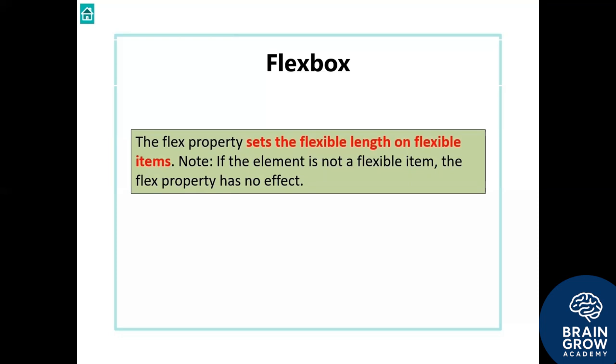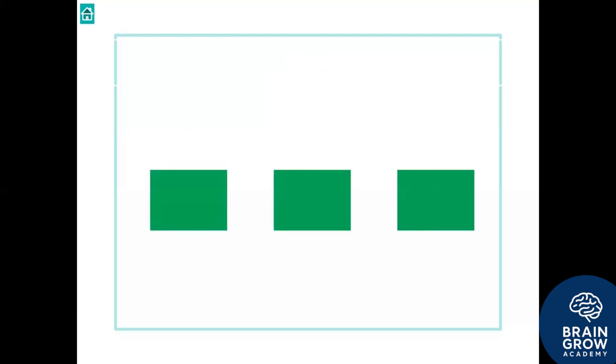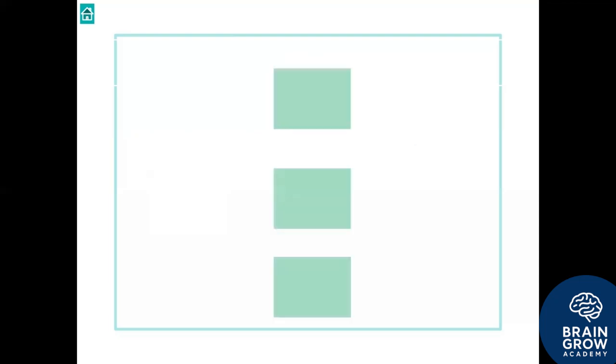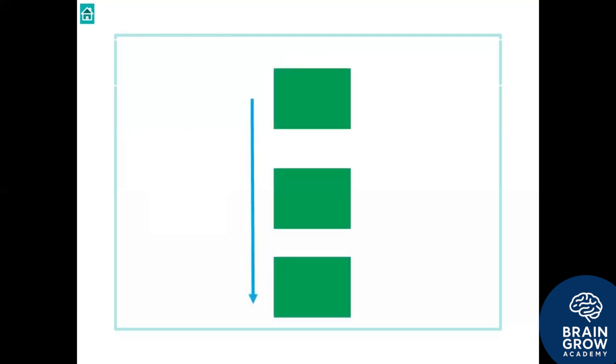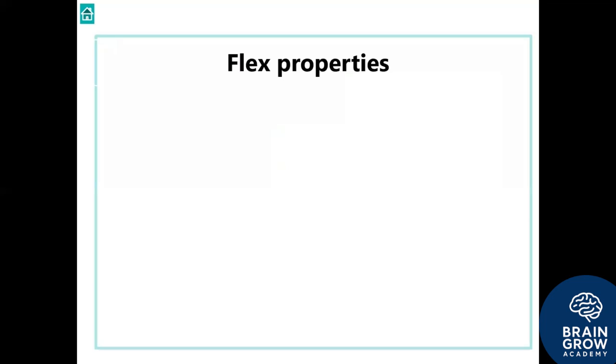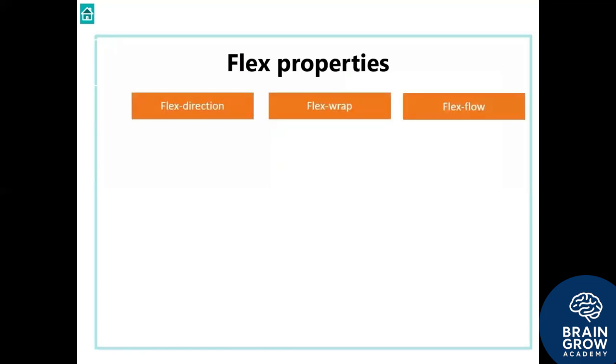We cannot make both. Alright, so as you can see in this example, we have rows or columns. We can make only one column or row. If we work in two dimensions, it will not work there. So now let's see the properties of Flexbox.